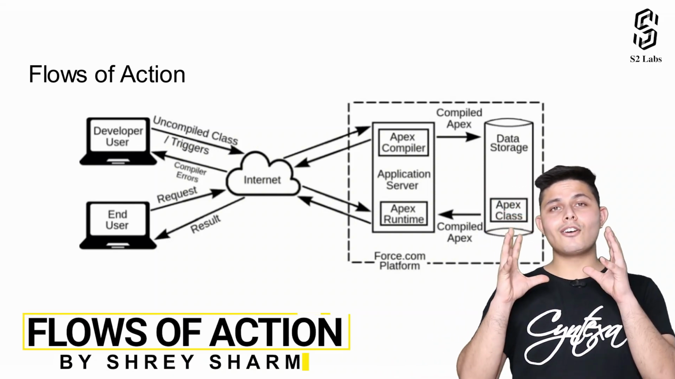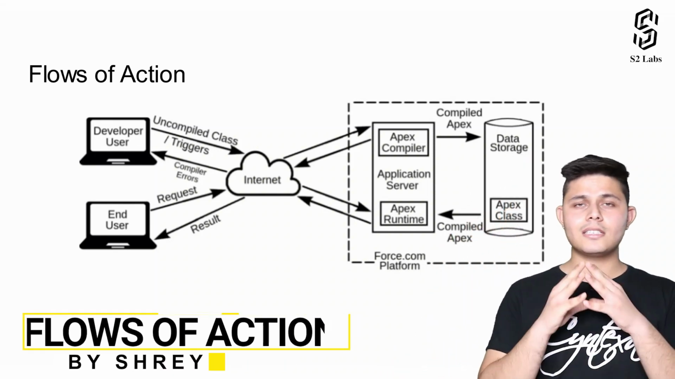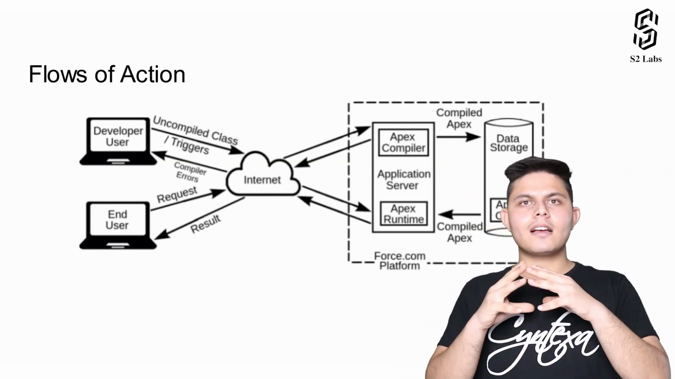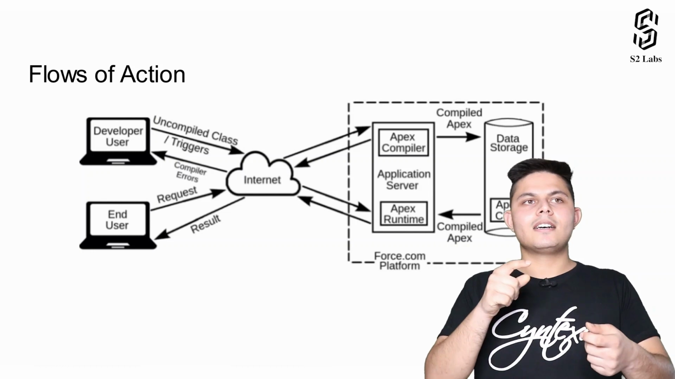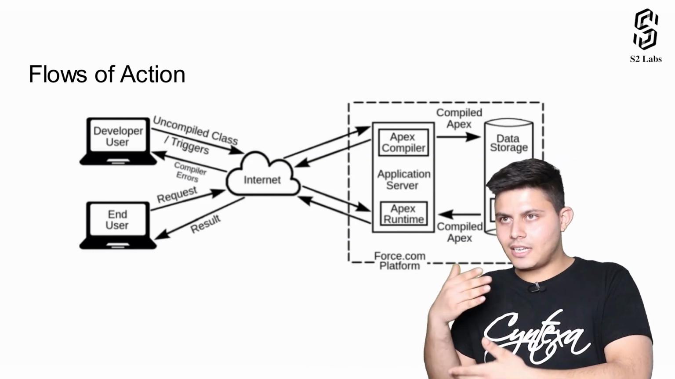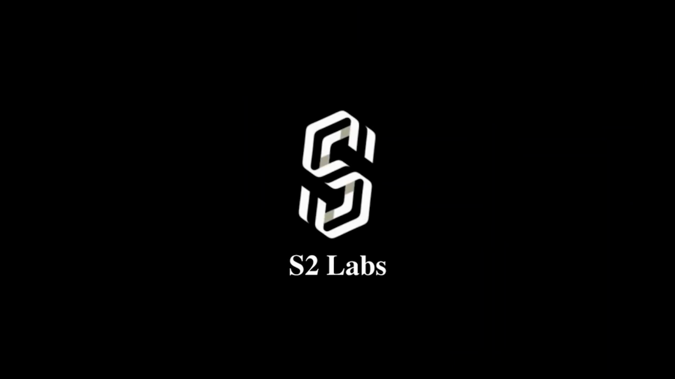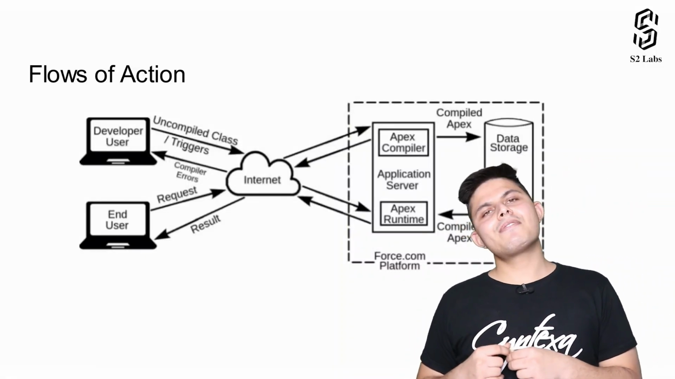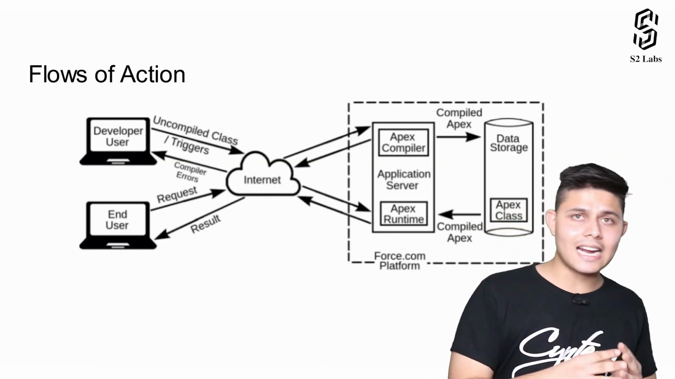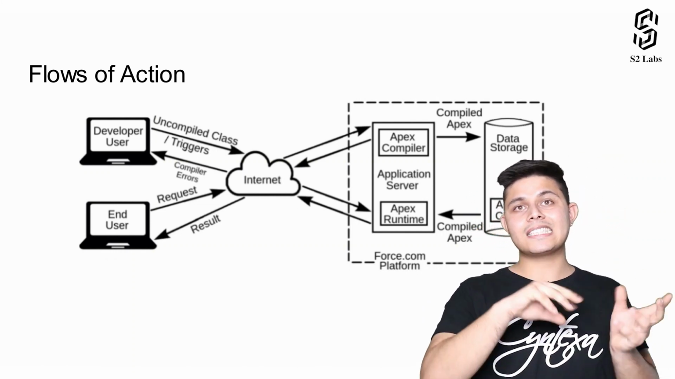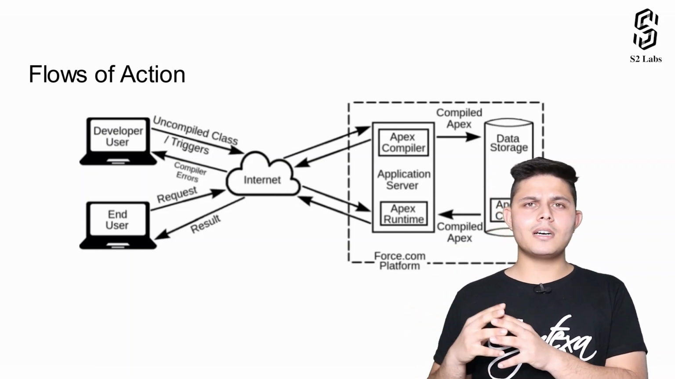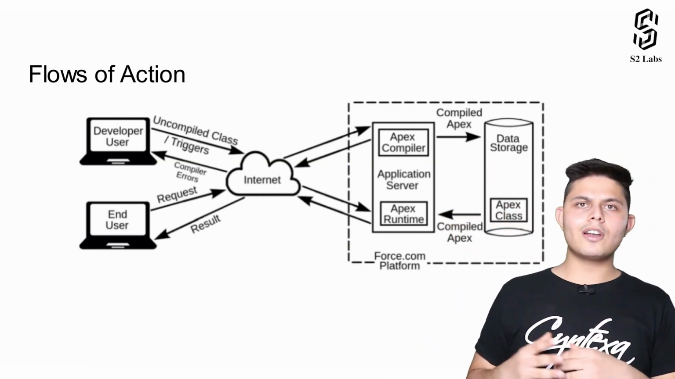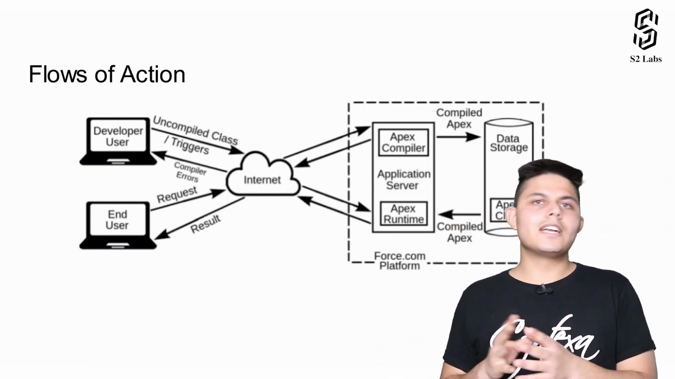Now let's understand on a deeper level how Apex actually gets compiled, saved, and interpreted whenever a user requests some action because of which it should get executed. Here's a diagram with the help of which you'll be able to understand how exactly whatever Apex you are writing gets saved onto the force.com platform, how it gets interpreted, and what the different processes involved are.